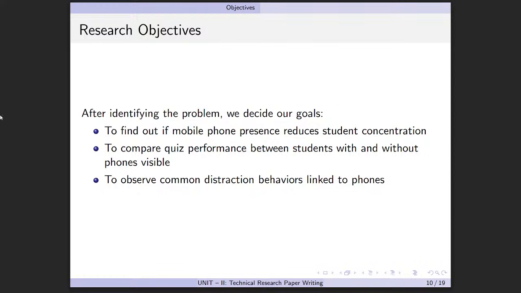Now, research objectives. After identifying the problem, we decide our goals. If you look at the same example that I have given: to find out if mobile phone presence reduces student concentration. Everywhere you need to use 'to' when you are describing objectives. To compare quiz performance between students with and without a mobile visible, to observe common distraction behaviors linked to phones. These all are my objectives in my particular study.